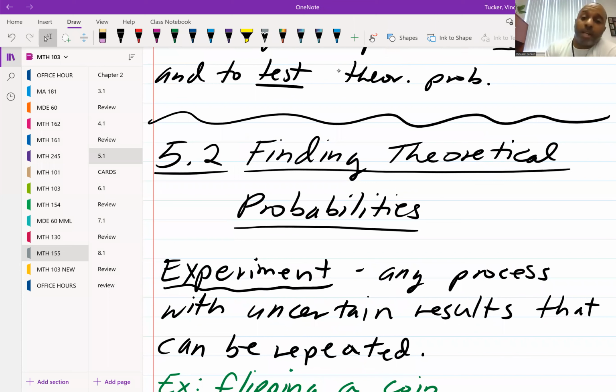So 5.2, finding the theoretical probabilities. First, start off with defining what an experiment is: any process with uncertain results that can be repeated.